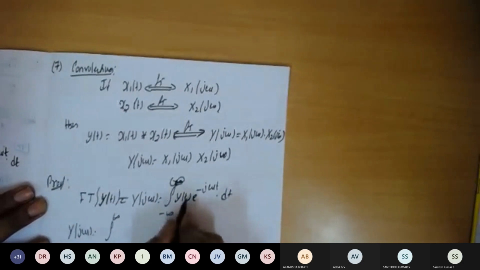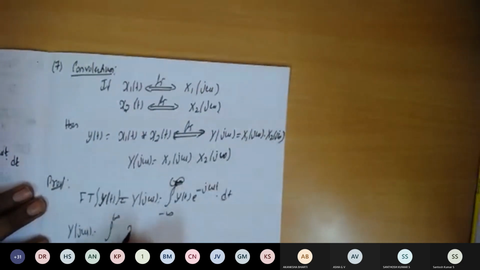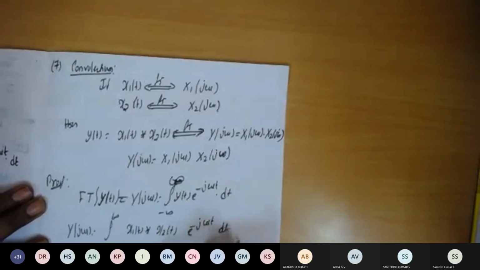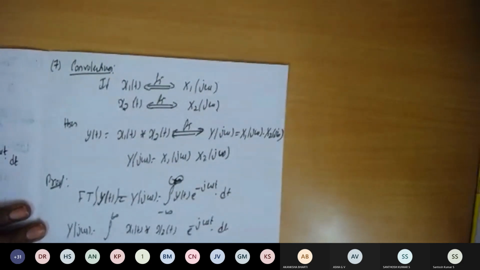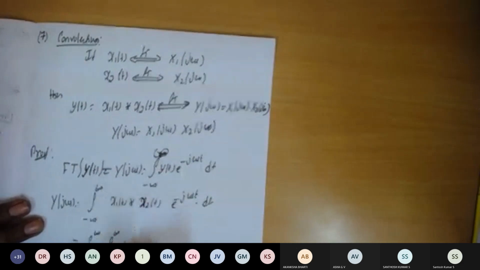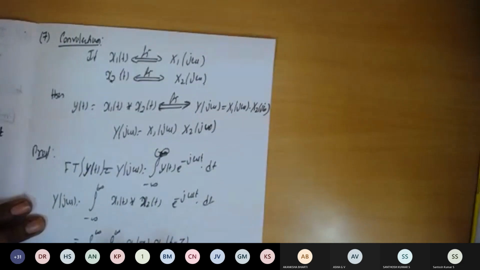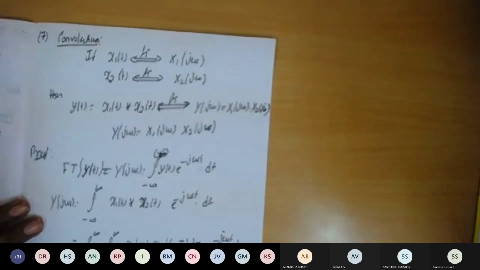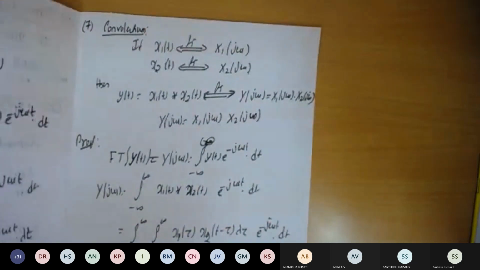So we'll write the formula for y of t. It is nothing but x1 of t convolution with x2 of t, into e to the power of minus j omega t dt. I'll write the formula for the convolution integral: integral from minus infinity to plus infinity of x1 of tau into x2 of t minus tau d tau, into e to the power of minus j omega t dt.